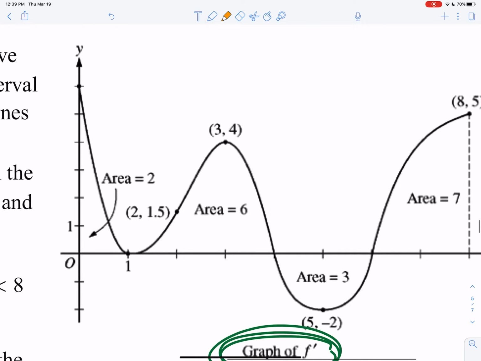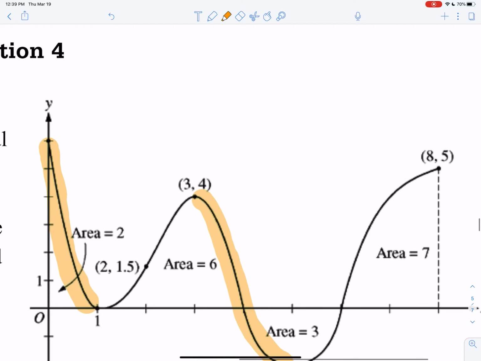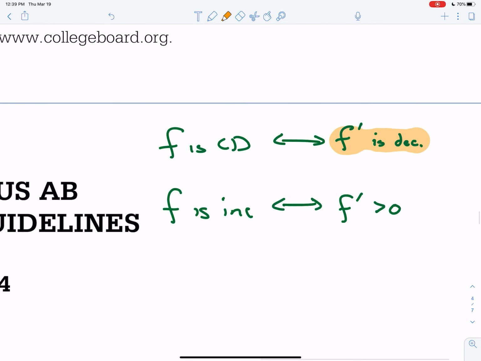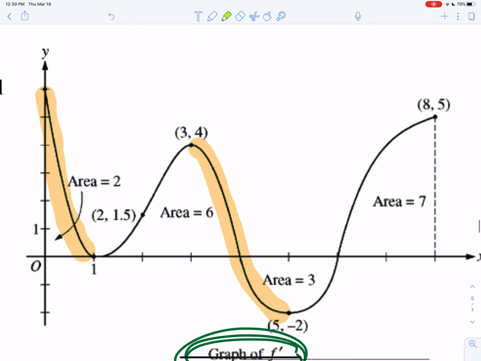F prime, this is the graph of f prime, is literally decreasing from 0 to 1 and from 3 all the way to 5. Okay? That's when f prime is decreasing, or that is when f is concave down. Now, f is increasing when f prime is positive, meaning above the x-axis. So everything in green here is basically when f prime is positive.